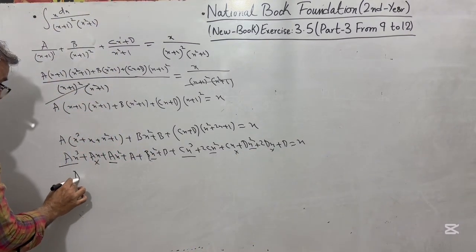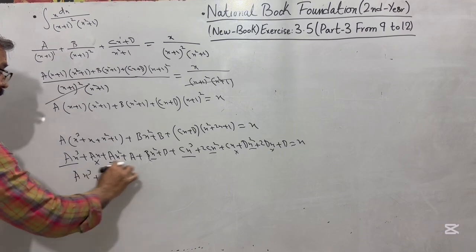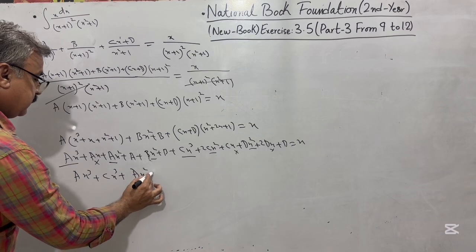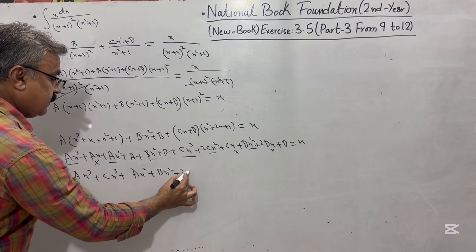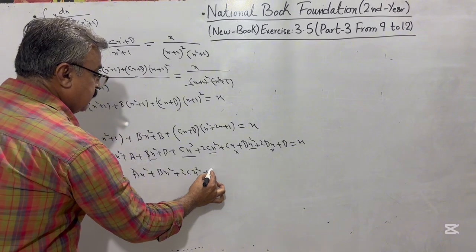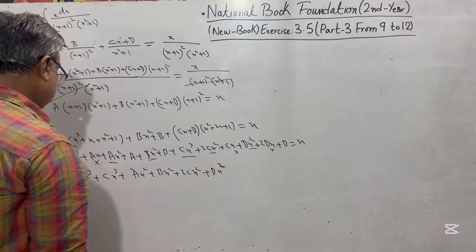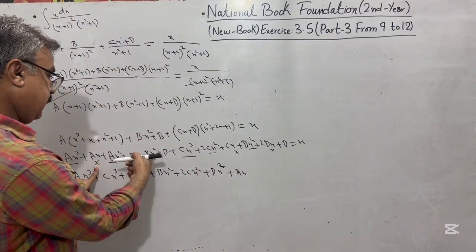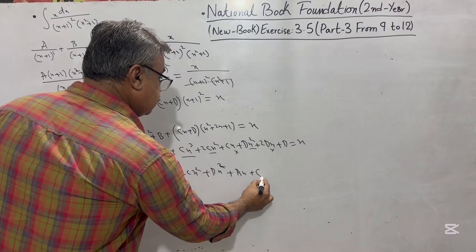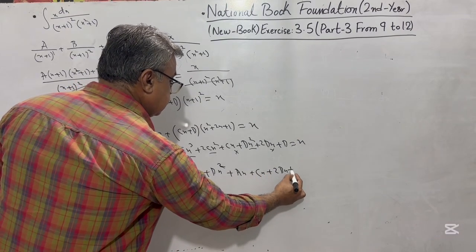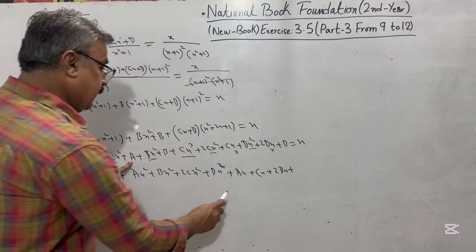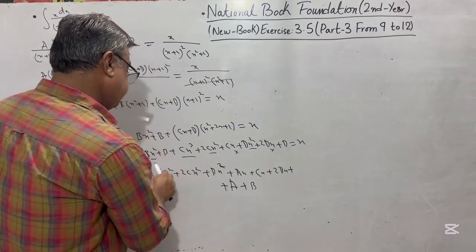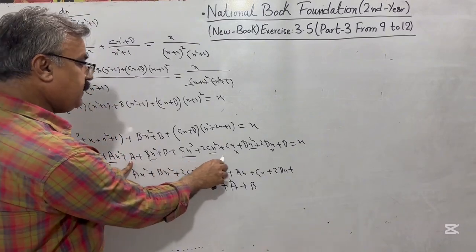Cool question to solve. Ax cube plus cx cube. Good. Then square terms: ax square plus bx square plus 2cx square plus dx square. Cool. Then power 1: ax, cx, 2dx. Good. Then constant terms, I have a plus b plus d.